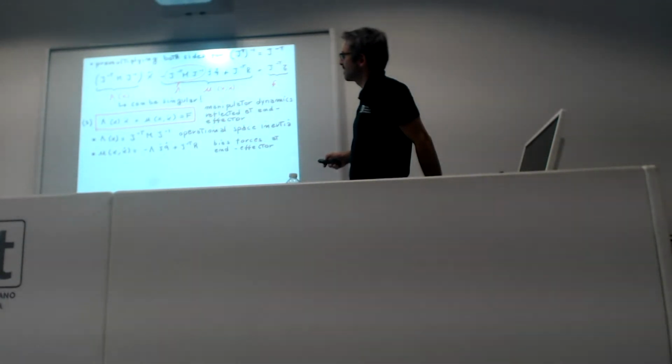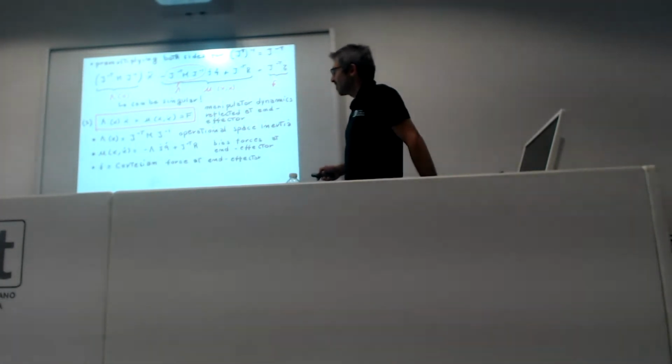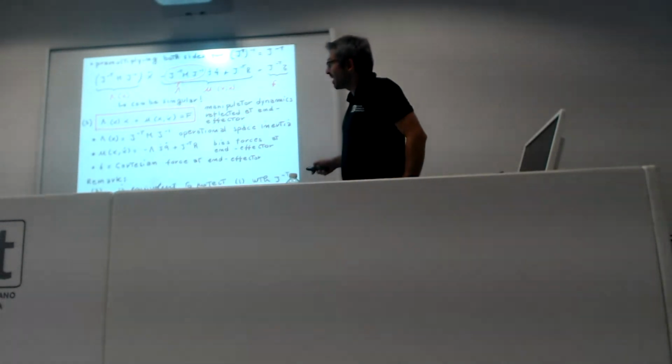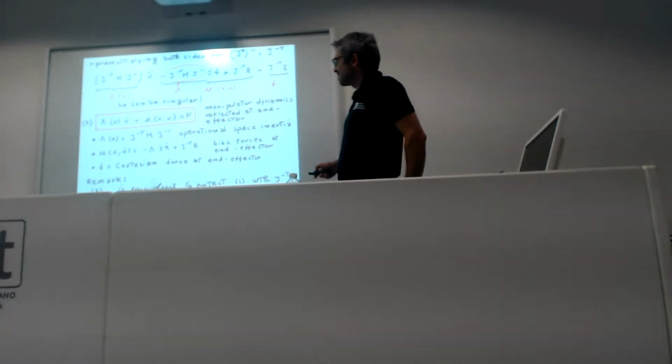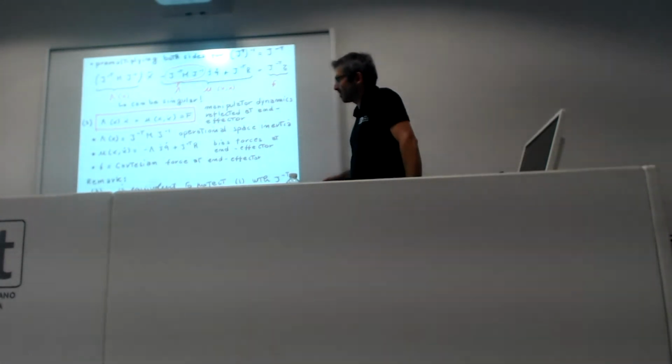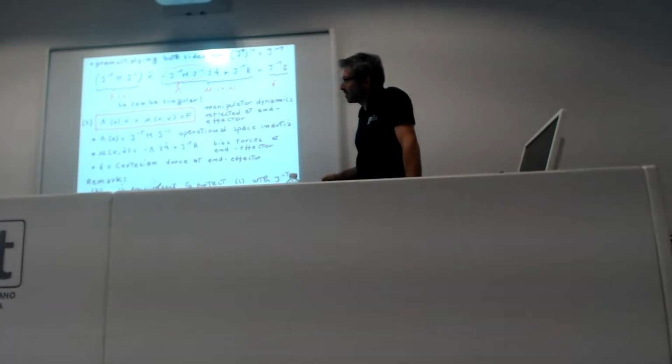You see that you can simplify replacing the operational space inertia in there, and then you have the Cartesian force at the end effector. We can underline that you can get this equation just projecting with J minus transpose, it's the same method of projecting with J minus transpose the joint space dynamics.